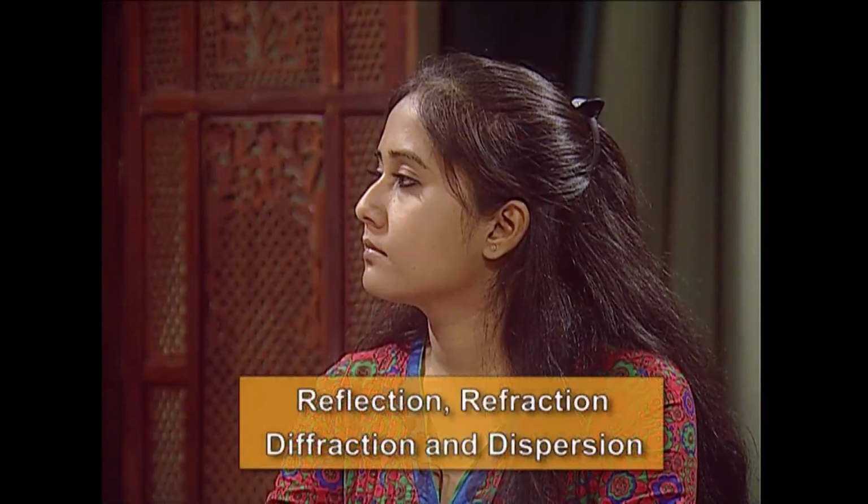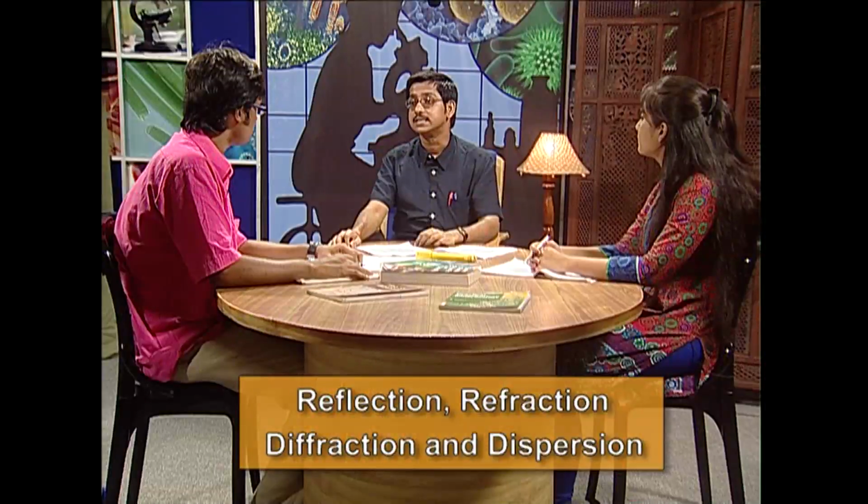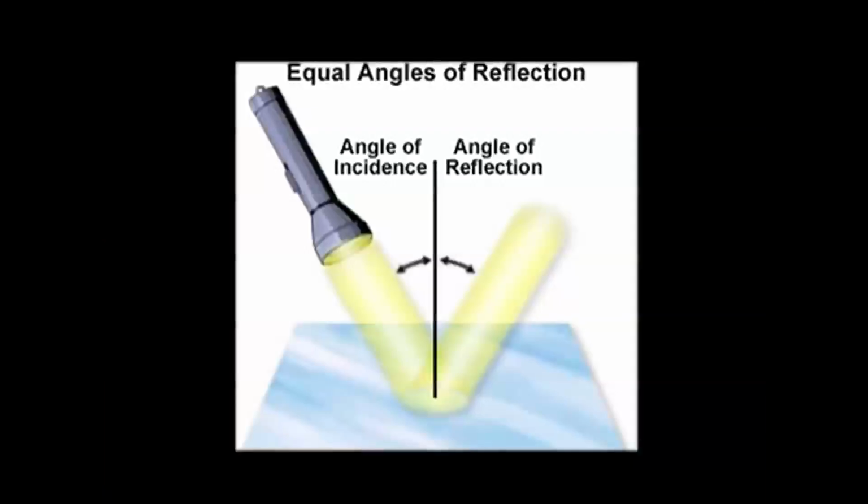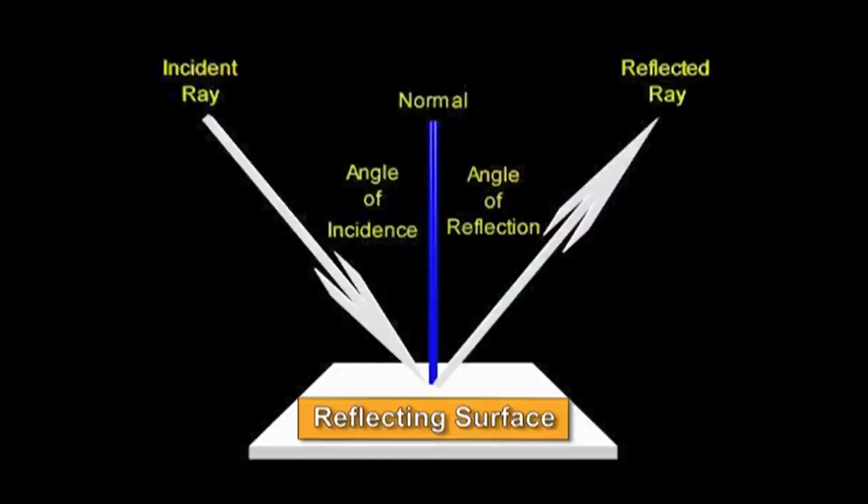Now we come to the properties of visible light. We want to study these properties when light interacts with matter. So when light interacts with matter, it can actually cause reflection, refraction, diffraction, dispersion, and various other phenomena. So coming to reflection, when light interacts with matter, it can get reflected into the same medium, that is, the angle of reflection is equal to the angle of incidence.